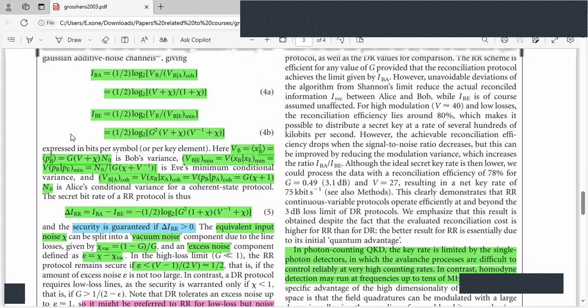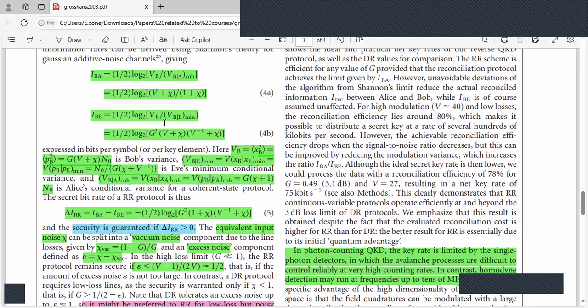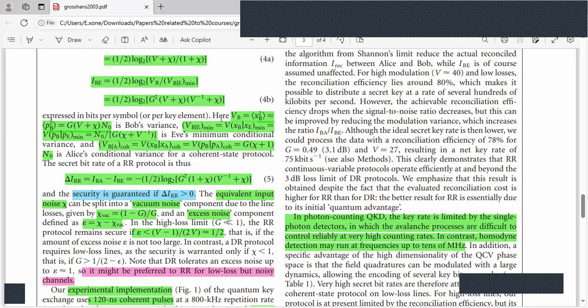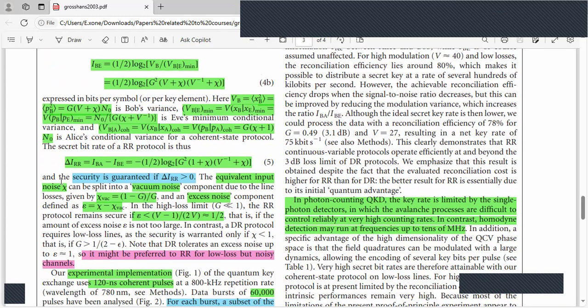And Eve's total information is given by this, and it depends upon Bob's quadrature variance and the variance of Bob's quadrature conditioned on Eve. So we know that Bob's quadrature variances are given as this, and their conditional variances, conditioned on Eve's information, are given as this, and we can calculate the overall secret key rate that is given in equation 5.